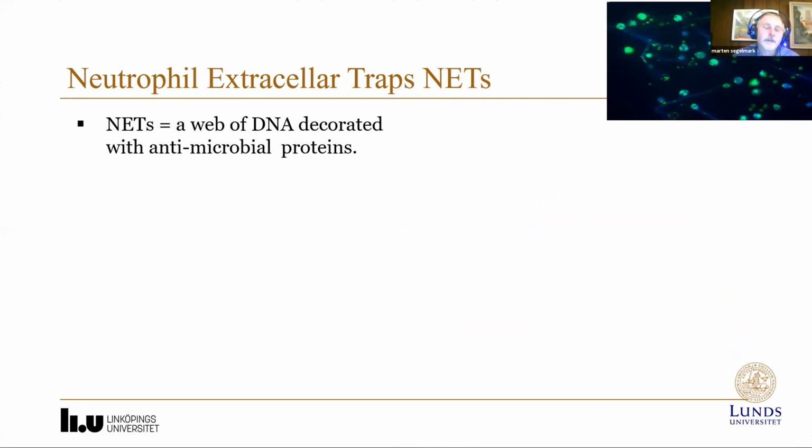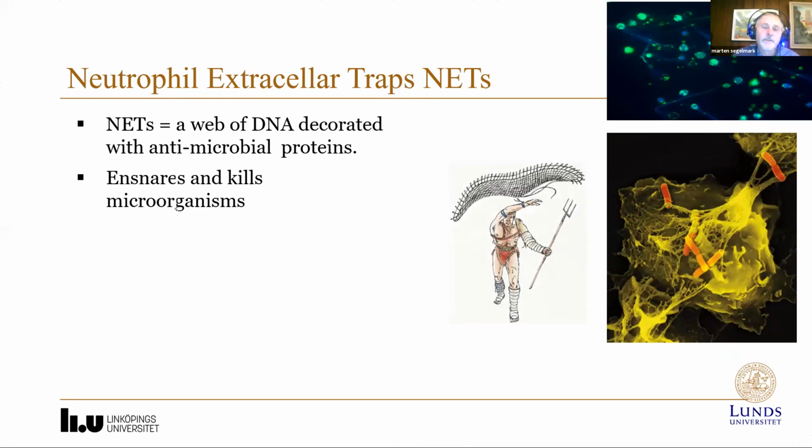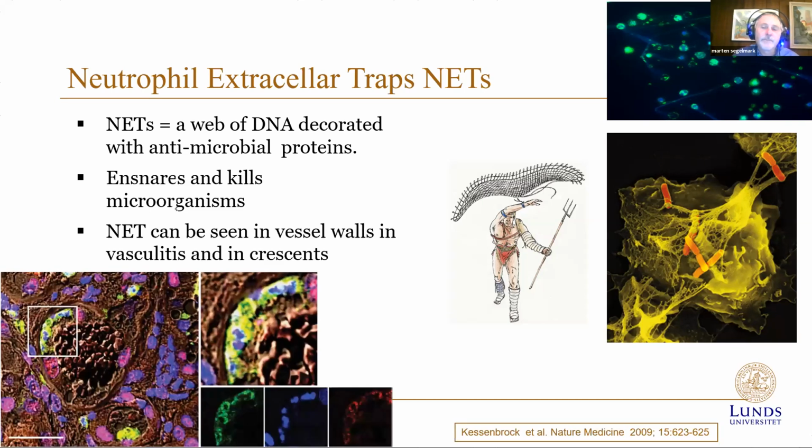So what happens to the neutrophils? Well, they undergo a special form of cell death called neutrophil extracellular traps, where the neutrophils turn themselves into some sort of a web of DNA decorated with antimicrobial proteins. This is really meant to ensnare and kill microorganisms, but when this happens inside the vessel wall, it leads to vasculitis, and in the kidneys, crescent formation. You can compare this a little bit with Roman gladiators that throw out nets to catch their opponents.